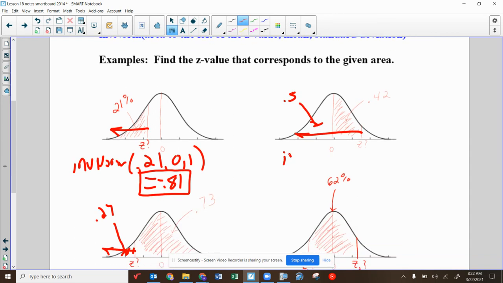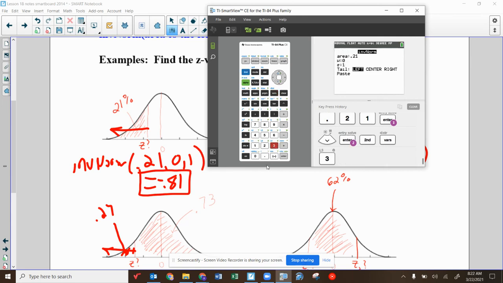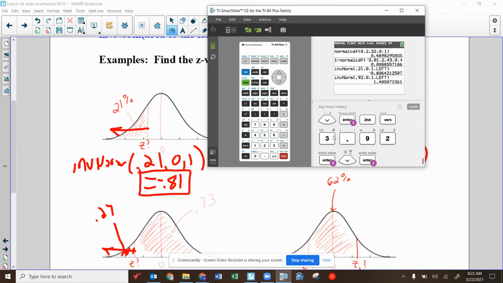All right, on this one, inverse norm. Okay, so from this line all the way to the left would be this 42 and this 50, so it would be 92. So 0.920. Oops. Okay, 1.41.